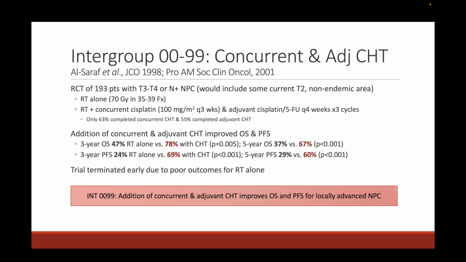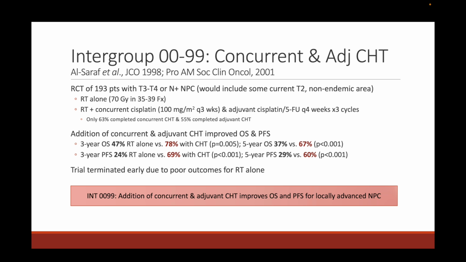But despite that, what they found is that the addition of concurrent and adjuvant chemotherapy significantly improved both overall survival and progression-free survival. So the 3-year overall survival improved from 47% up to 78% with chemotherapy, and at 5 years it was 37% up to 67%. So remember, somewhere around 40% up to somewhere around 70% with the addition of chemo. And then the progression-free survival at 5 years improved from 29% up to 60%. So for overall survival, it went from 40 to 70%, and for progression-free survival, it went from 30 to 60% with the addition of chemotherapy.